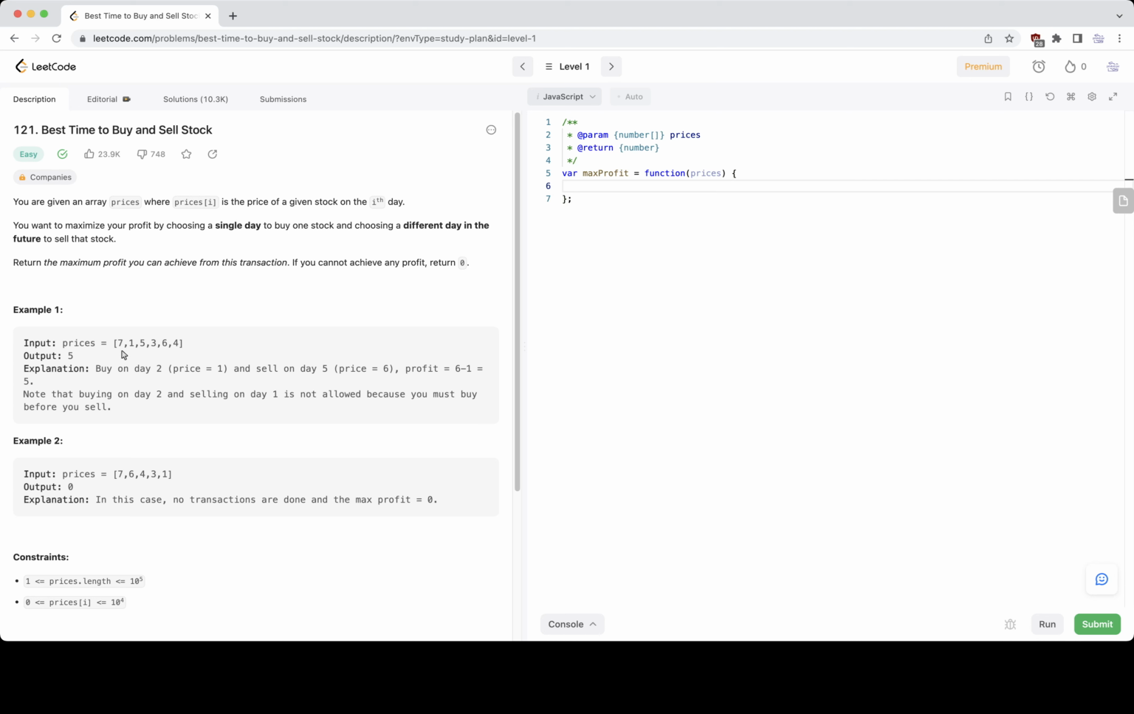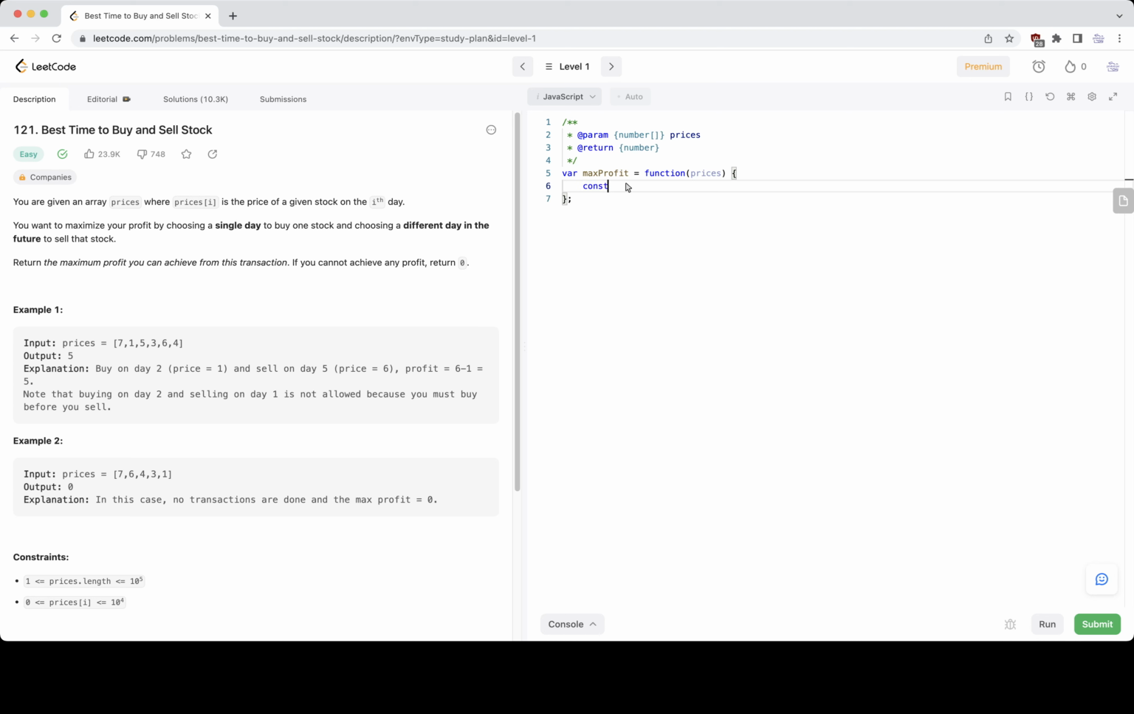In the example, they give an array with 6 elements, and it wants us to output 5 in this example of 7, 1, 5, 3, 6, 4. The idea is that we would buy on day 2 when the price is 1 and sell on day 5 when the price is 6. The profit is 6 minus 1, which is 5. And they also note that you cannot buy on day 2 and sell on day 1, so buy when the price is 1 and sell when the price is 7, because you must buy before you sell.